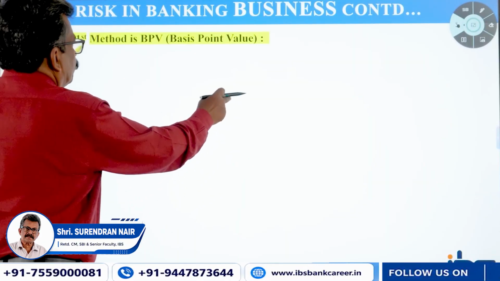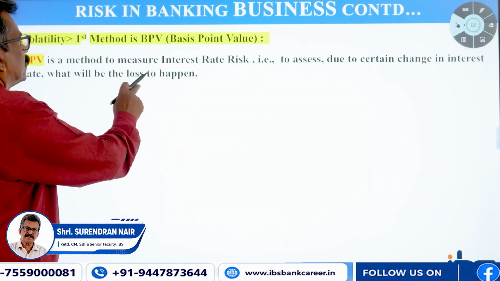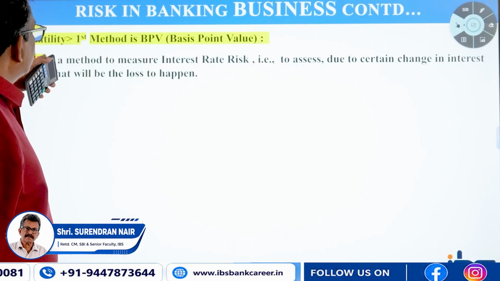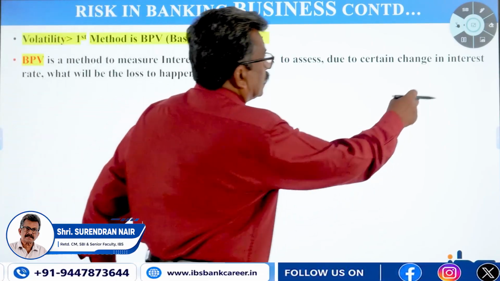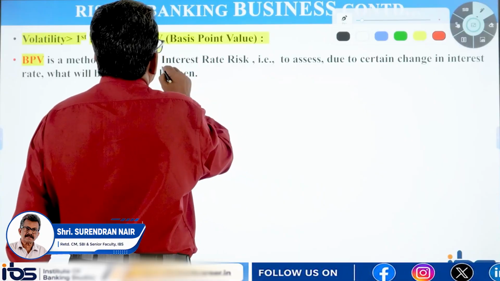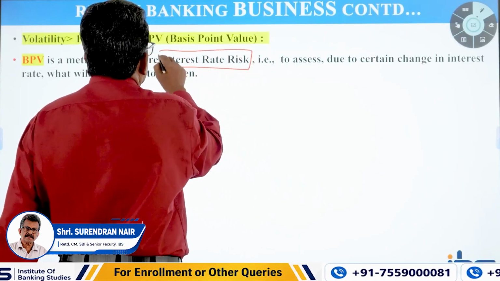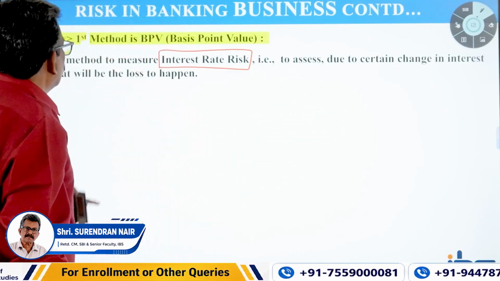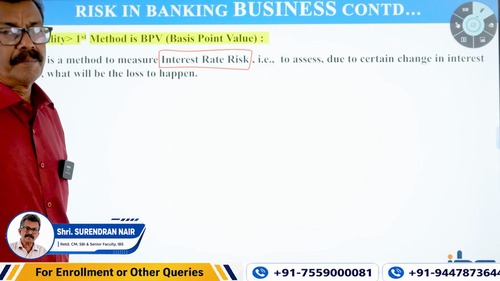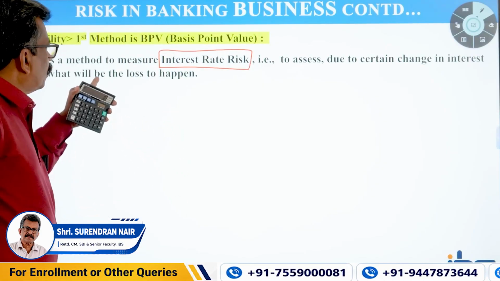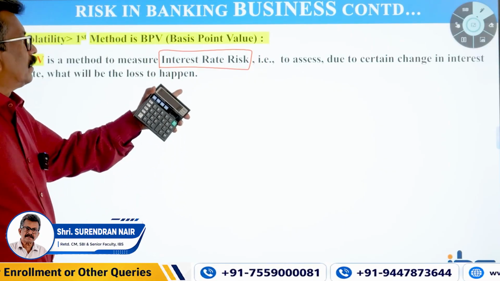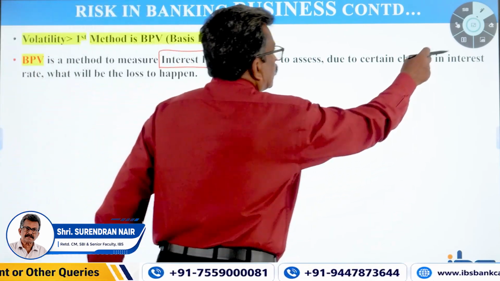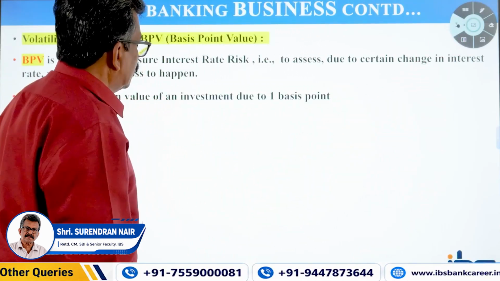Volatility, first method is BPV. BPV is a method to measure interest rate risk. This is also one question you can expect in MCQ: BPV is a method to measure what? Interest rate risk. So BPV will give you how much is your risk with regard to interest. That is, to assess what loss may happen due to a certain change in interest rate. This tells you the probability of loss which may come when the scenario changes with regard to the interest rate, so what the risk involved is. This BPV calculation will tell you.